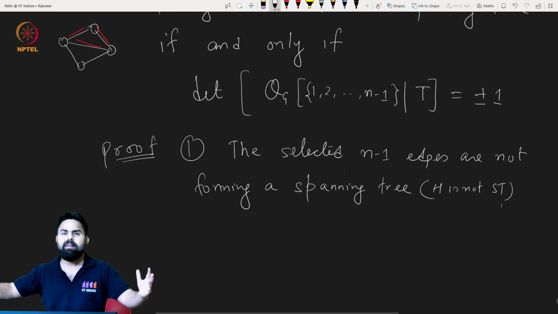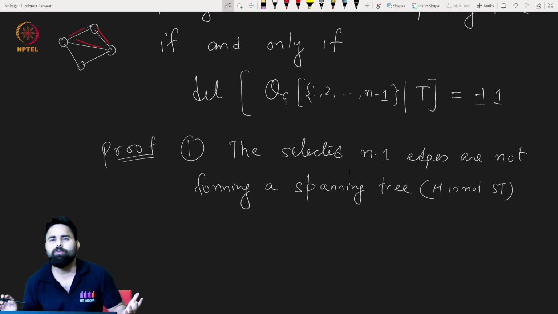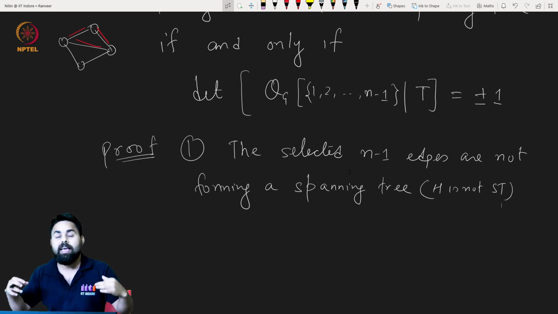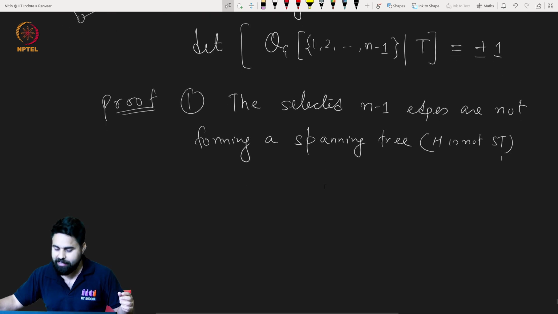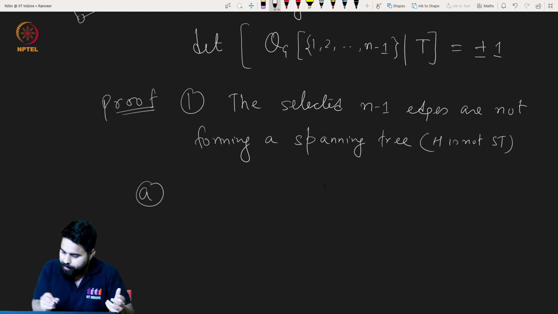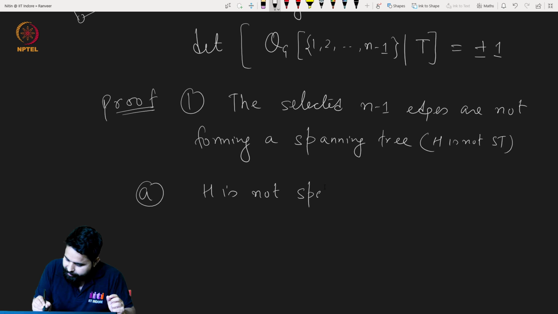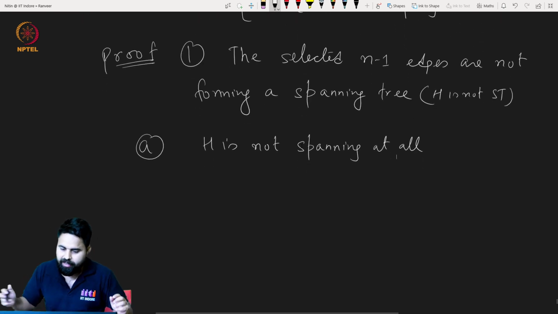This is possible in two cases. Maybe these n-1 chosen edges are not spanning at all, or they may be spanning, but they are not forming a tree. So let us take both of these cases. First, H is not spanning at all.